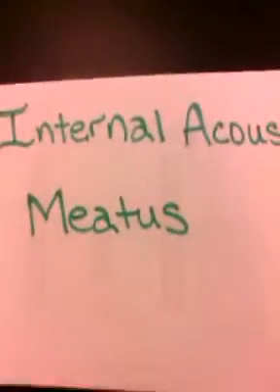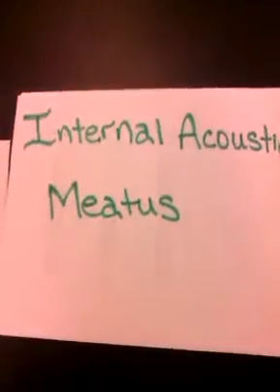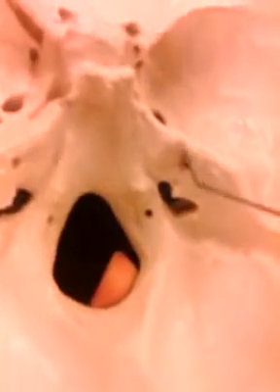Next, we have the internal acoustic meatus, and that just means your inside ear hole. And again, that's going to be anterior and lateral to the foramen magnum.